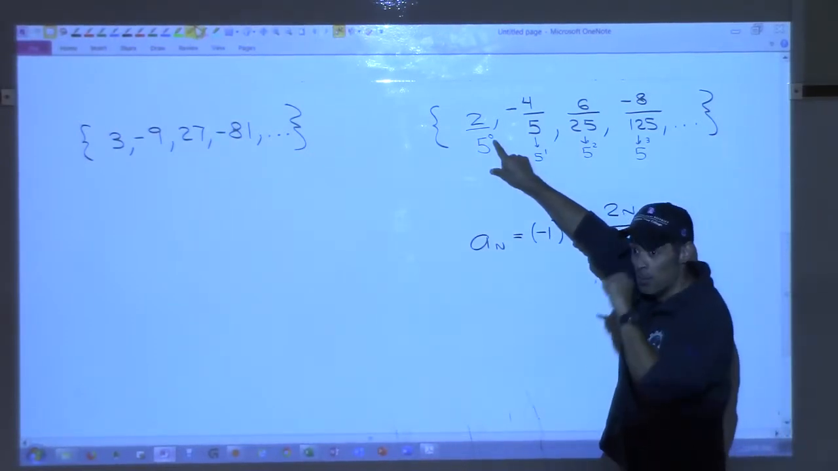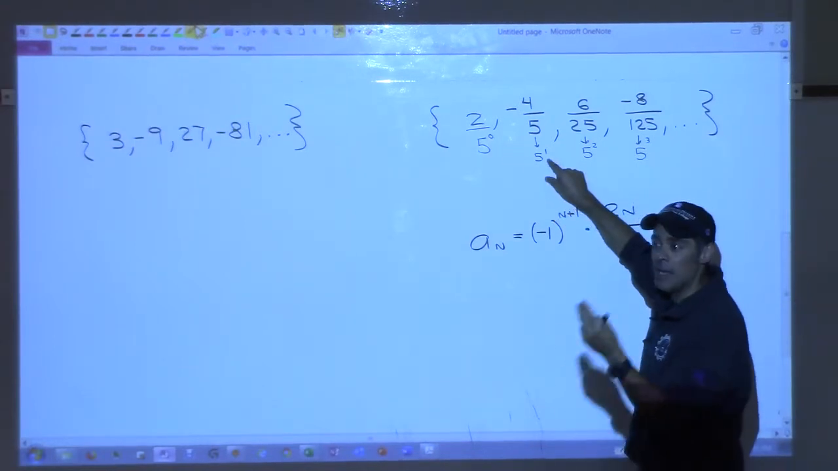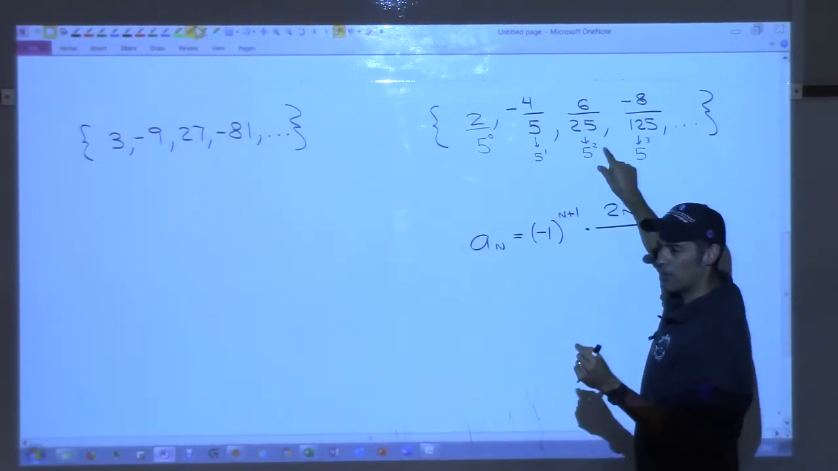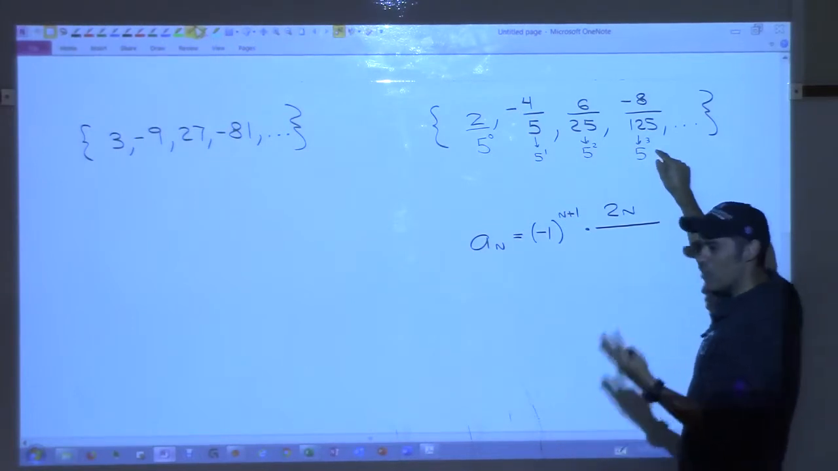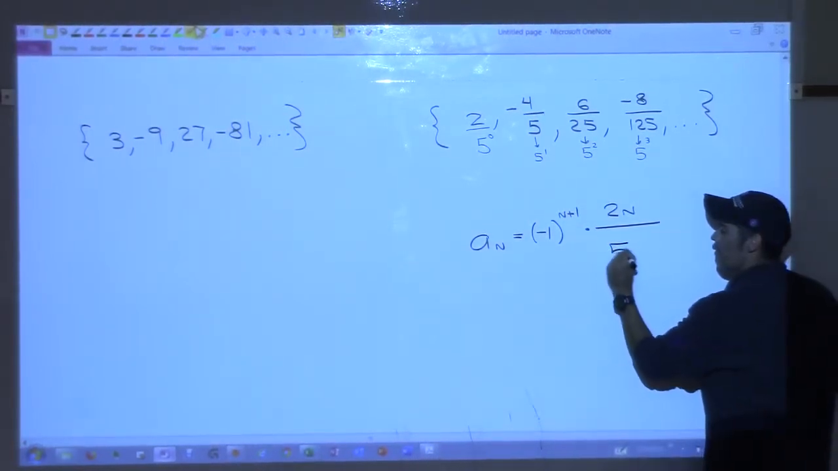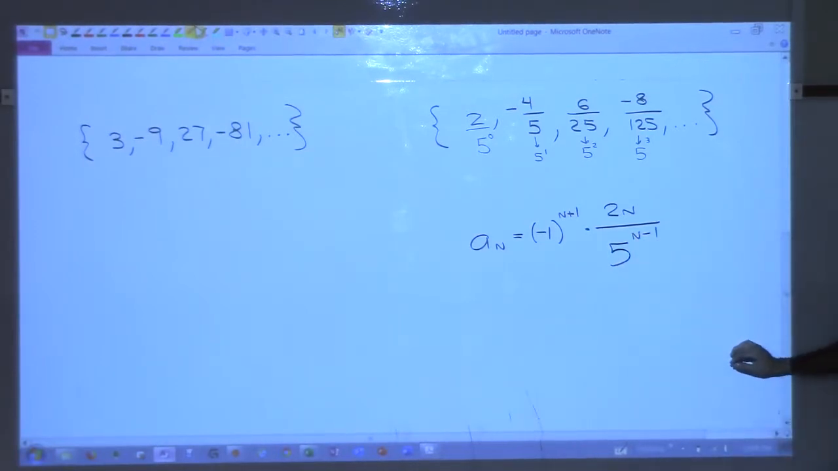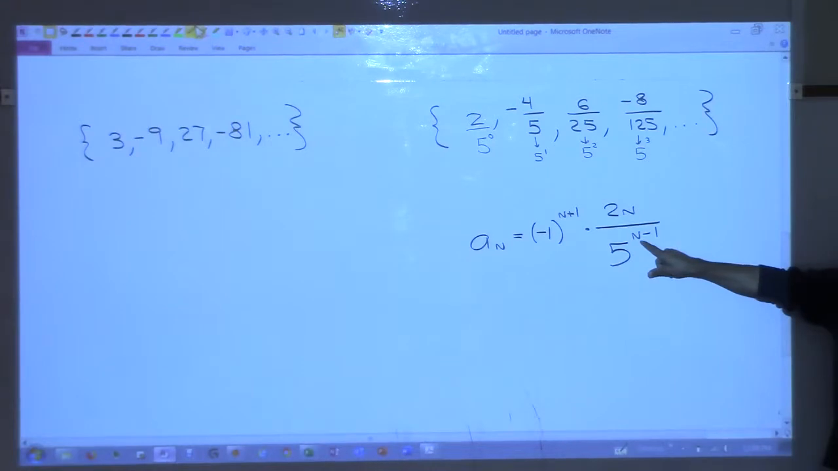At 0. So when you plug in 1, you need to be at 0. When you plug in 2, you need to be at 1. And when you plug in 3, you need to be at 2. And when you plug in 4, you need to be at 3, right? So what am I going to put here? 5 raised to the n minus 1. So if I plug 1 in for n, I'm at 0. If I plug in 2, I'm at 1. If I plug in 3, I'm at 2, right? That should generate that sequence.